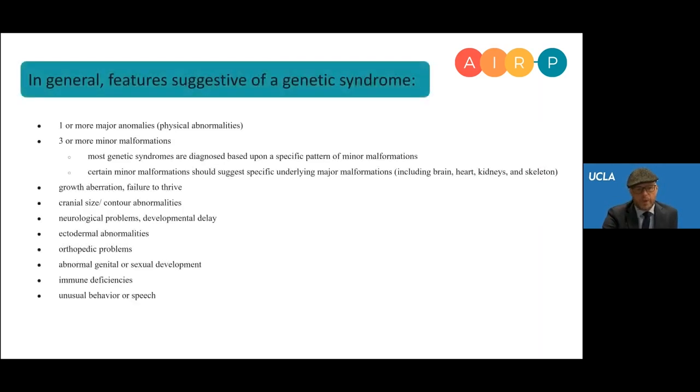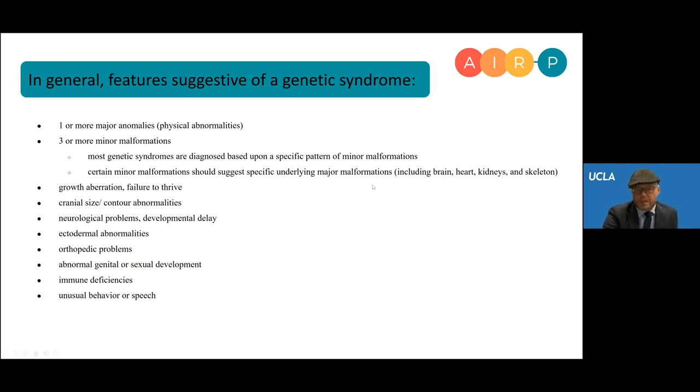And of course, that is coupled with genetic diagnostic testing, and some of that you will hear about today. So in general, the features that we feel are suggestive of a genetic syndrome include the presence of one or more major structural abnormalities, where there's a difference in the development of an organ that is sufficiently significant that it affects its function. Three or more minor malformations, and those are differences that might be cosmetic and fairly atypical, but that in and of themselves don't affect the function of that particular body part. But when you start looking at patterns of how they are identified together in one individual, they may be suggestive of a genetic association.